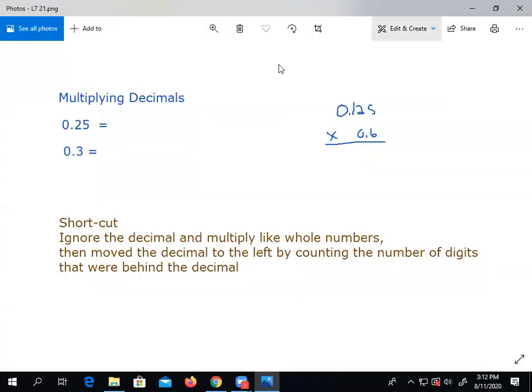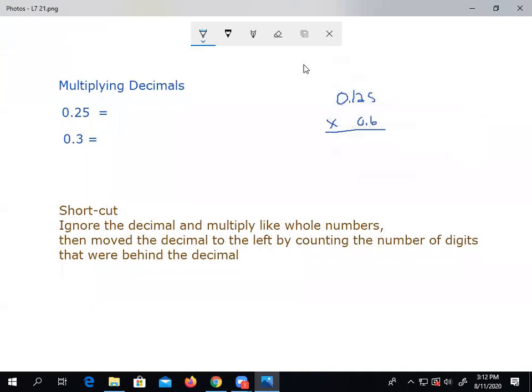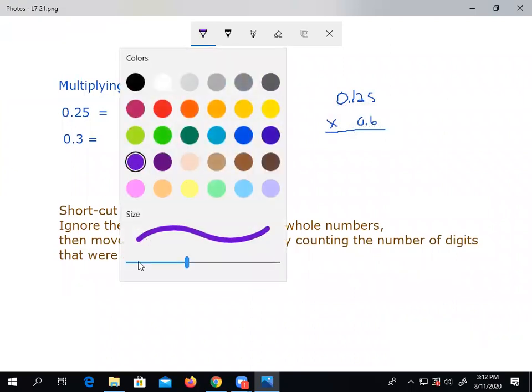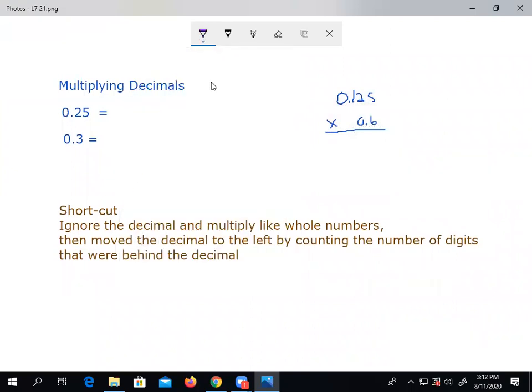And this takes us to our home stretch. We're now going to talk about multiplying decimals, and then we will talk about dividing decimals, and then you'll be ready for a nice big lunch.